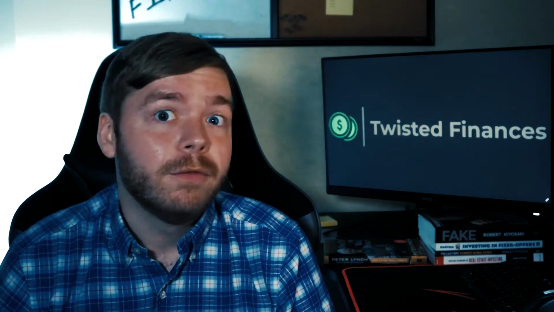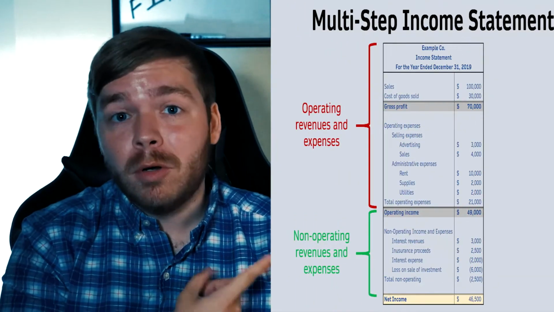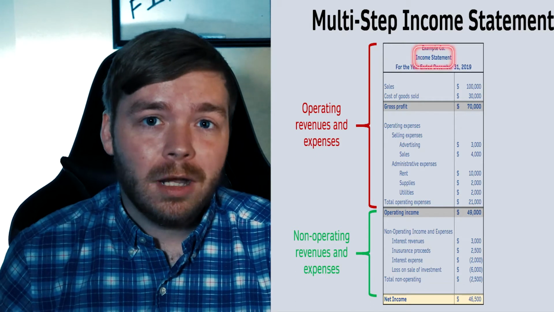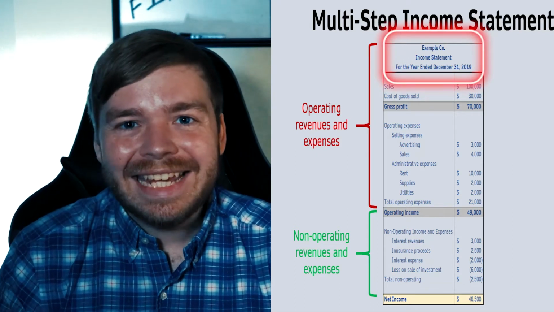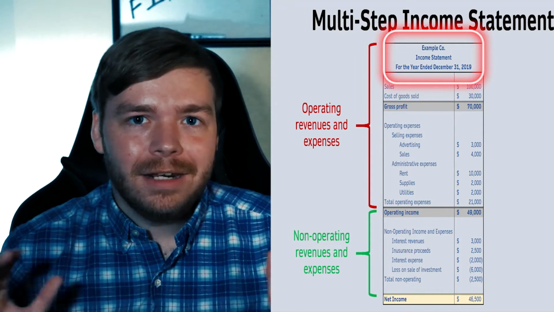So let's start talking about the structure of the income statement. There are actually two types of income statements. You have a single step and a multi-step income statement. We're going to start off talking about the multi-step because that's the income statement that you will probably come across more often than not. So here is an example of a multi-step income statement. At the very top, you're going to have the name of the company, the name of the financial statement, and the dates on which the income statement is covering.